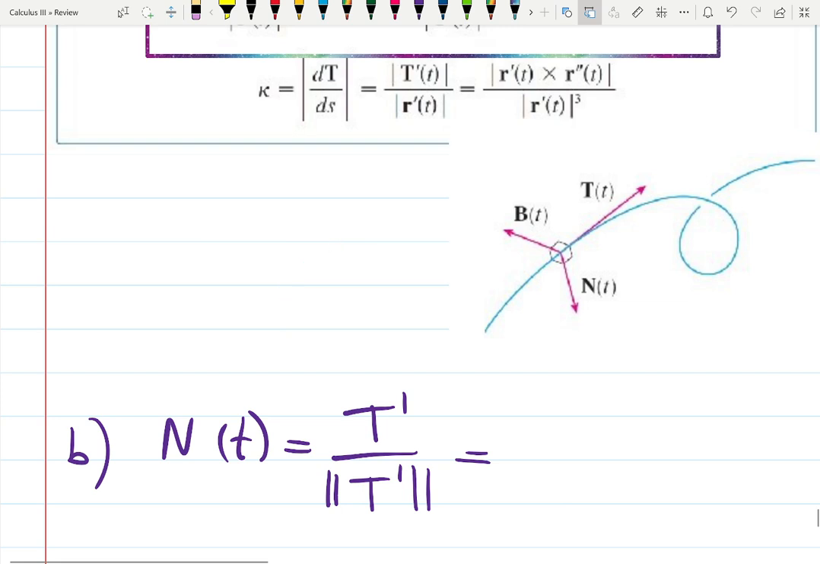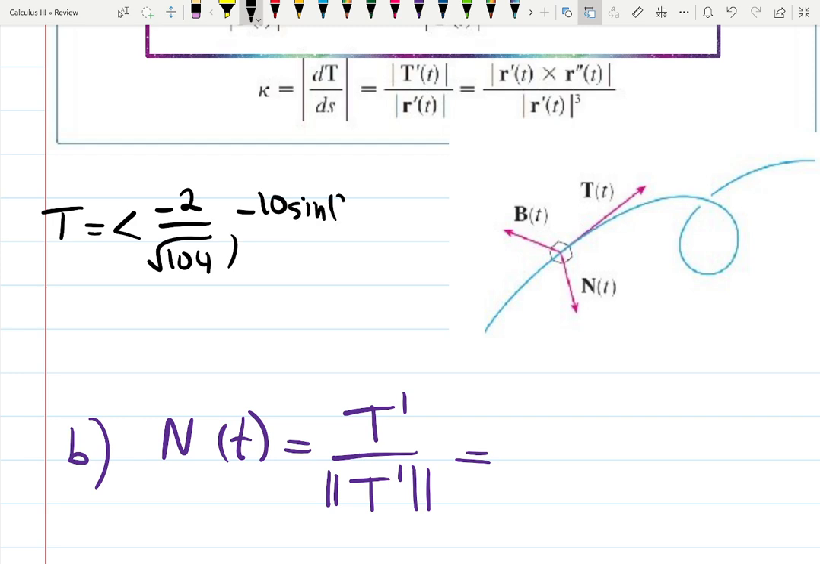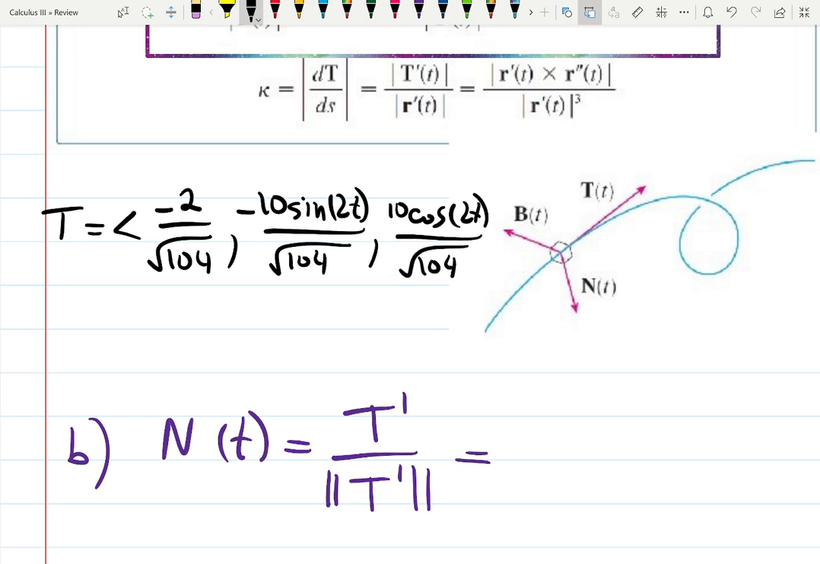And then I'll write down that my T can be written as minus 2 over the square root of 1/4, 10 sine of 2t over the square root of 1/4, and 10 cosine of 2t over the square root of 1/4. This is the vector you need to differentiate. It still gives you 0 as the first component, but you can choose to factor out the square root and just put it in front of the whole thing, like so.